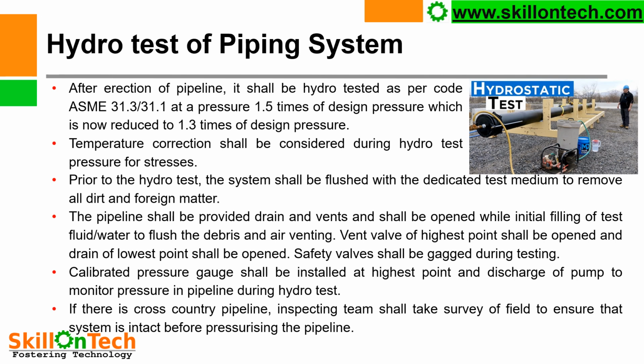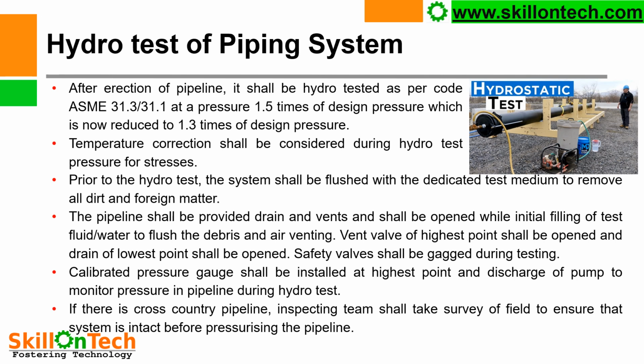Prior to the hydrotest, the system shall be flushed with dedicated test medium to remove all dirt and foreign matter. The pipeline shall be provided with drains and vents, which shall be opened during initial filling of test fluid, water, to flush the debris and for air venting. The vent valve at the highest point shall be opened and the drain at the lowest point shall be opened. All safety valves shall be gagged during testing.